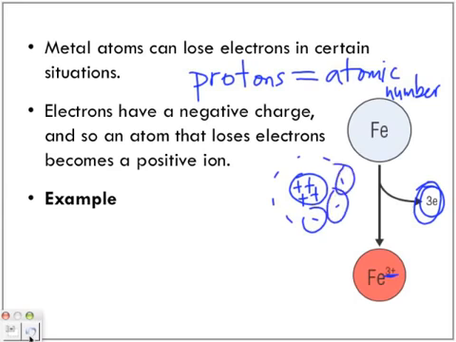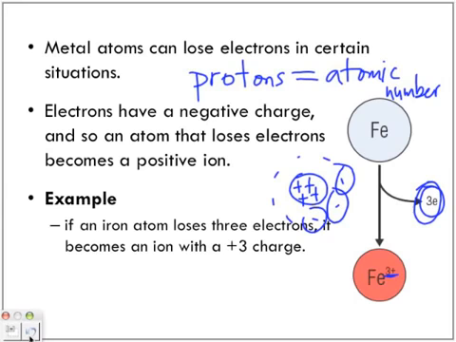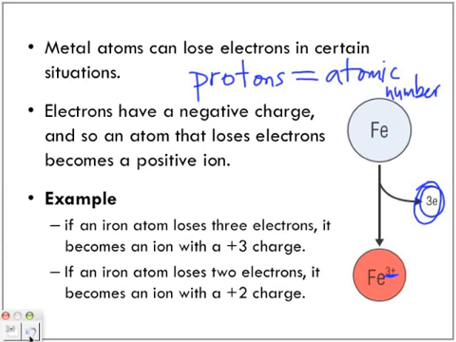So, in this example, if an iron atom loses 3 electrons, it becomes an ion that has the +3 charge. If it loses 2 electrons, it becomes an ion with the +2 charge. If you look at that box that we saw before, we saw the +2 and the +3. And if you look at your periodic table, you'll find iron like that. And that's what it means. When you see the +2, it means that we lost that many electrons. If it says +3 or +1, it means we've lost that many electrons.